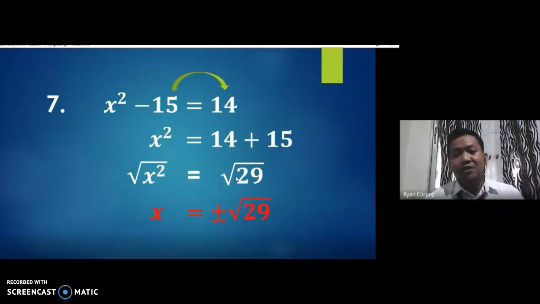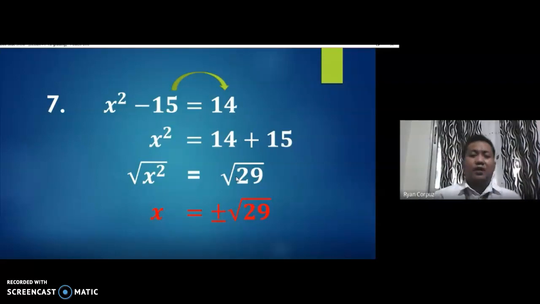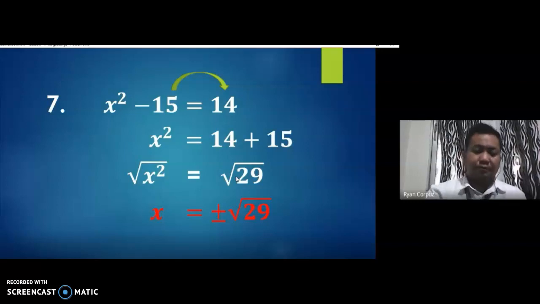Yung nga lang, we're just going to add positive and negative to it. So put positive and negative before the square root of 29. Because 29, as I was saying, does not have factors anymore wherein one of its factors is a perfect square. So it will stay as it is. All you have to do is just add positive, negative before that square root of that certain number. So that's how we answer number 7.